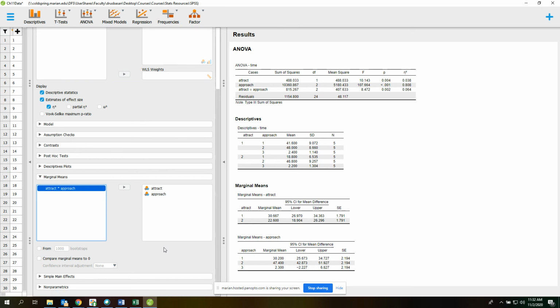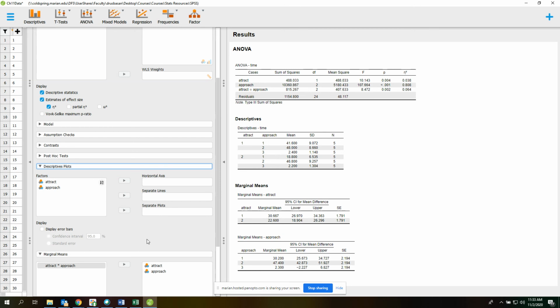And so the last thing that I also want you to have here, it's helpful for you to get pictures. So if you have an interaction, it's always easy to see the interaction visually in a picture. So let's look under descriptive plots here. And what's cool about this is that if you start putting some of these things in here, we start getting pictures, which is kind of fun.